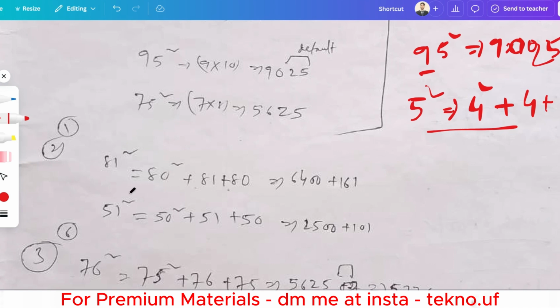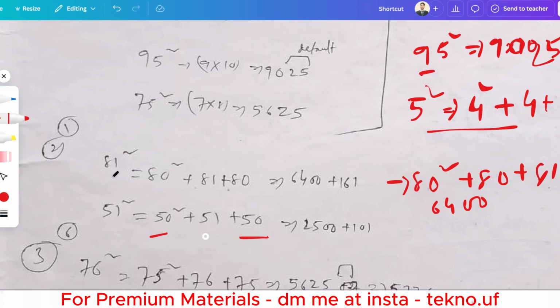If you are calculating 81 square, how to calculate that? You can take 80 square plus 80 plus 81. 80 square is easy, 8 into 8, 64, so 6400. Plus you can add this 161 easily. Now 51 square, how to calculate that? Still the same: 50 square plus 50, then plus 51. 50 plus 1 is 51, you have to add that, nothing else. So this is a very easy way to calculate squares.